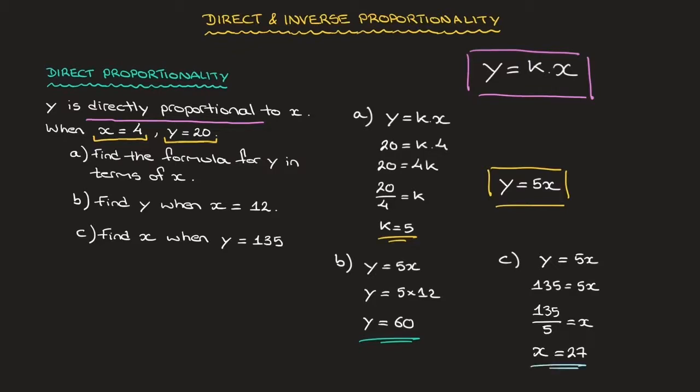We've just answered all three of these questions involving direct proportionality. Now, before moving on to inverse proportionality, do make a note of the fact that as soon as we're told that y is directly proportional to x, it allows us to state, without even thinking, that y must be equal to some number k times x. Alright, that being said, let's look at inverse proportionality.